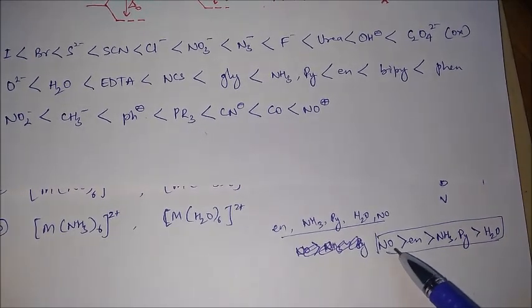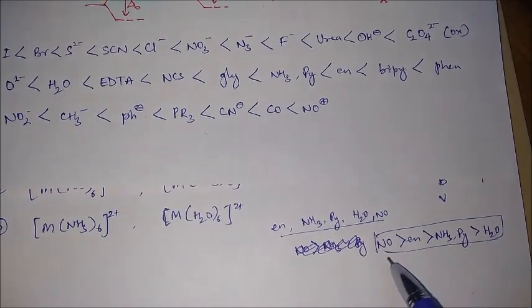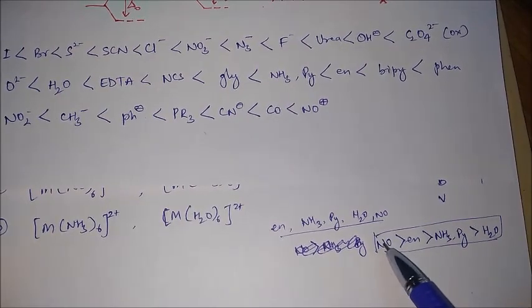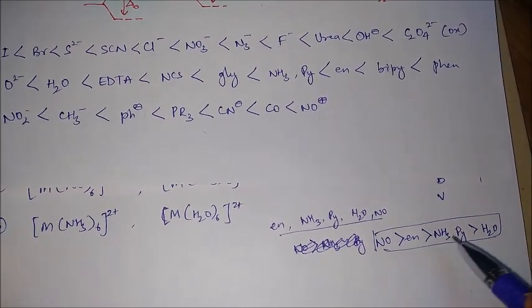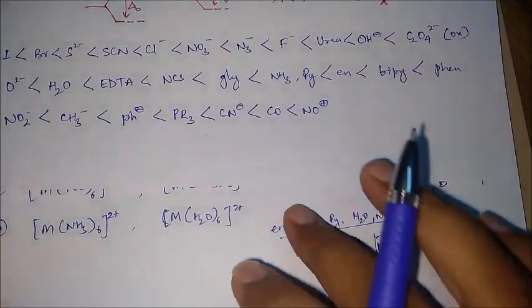Now the strength of the ligand will decide the delta O. If the strength of the ligand is more, then delta O will be more, and if the strength of the ligand is less, then the delta O will also be less.